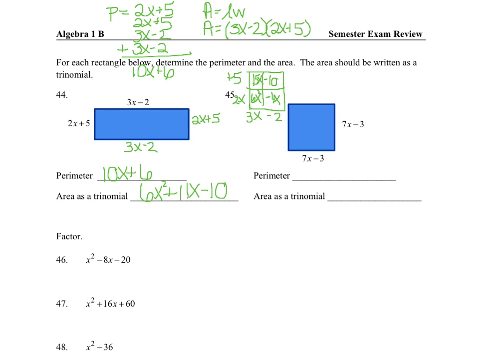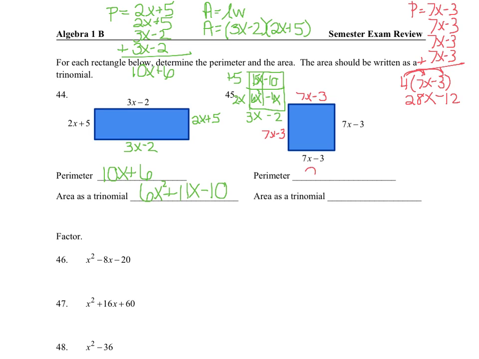For our next problem, 45, we have a square. So 7x minus 3 is the length on all four sides. So our perimeter is going to be 7x minus 3 plus 7x minus 3 plus 7x minus 3 plus 7x minus 3. Or you could do 4 times 7x minus 3, which is 28x minus 12. Either way, you're going to get 28x minus 12.